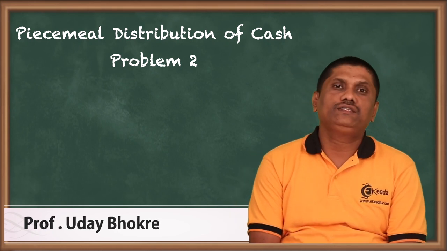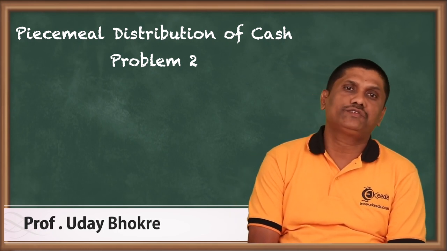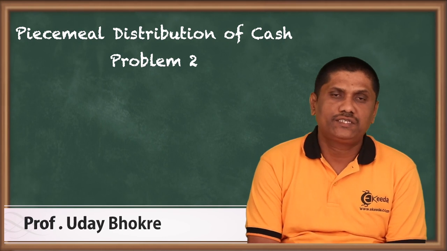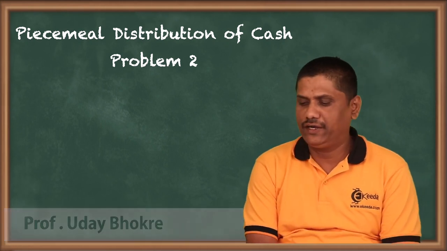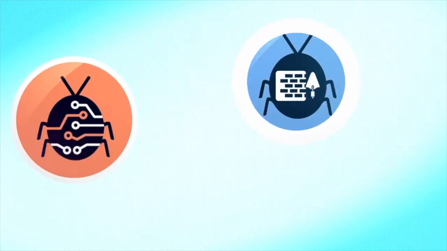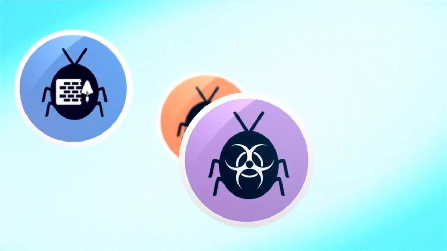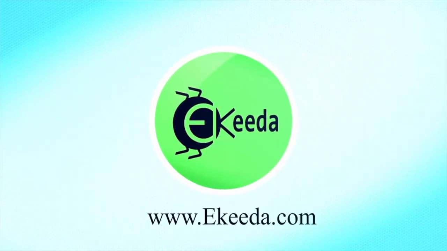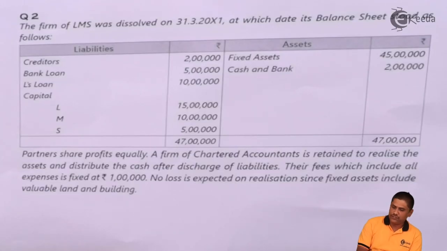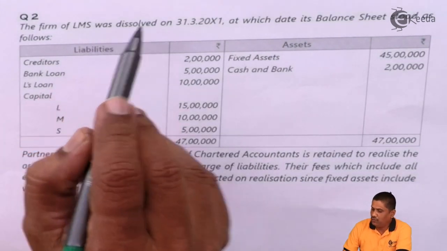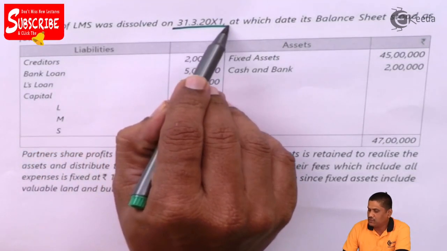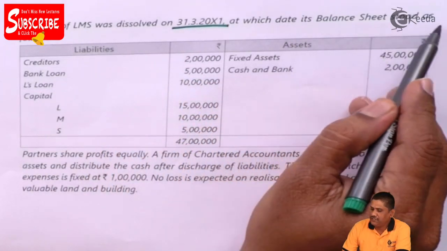Today we are discussing the topic piecemeal distribution of cash. CA Inter, we are going for question number 2, which is in front of you right now. Let's check question number 2. The firm LM&S was dissolved on 31st of March 2001, at which date their balance sheet stood as follows.